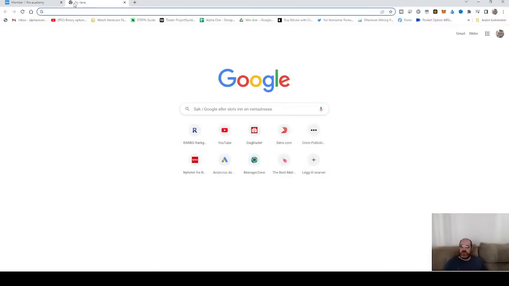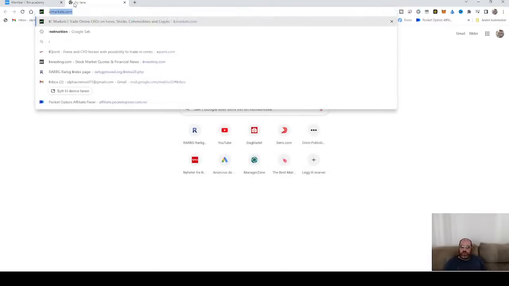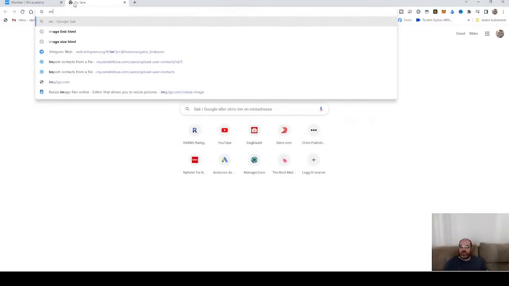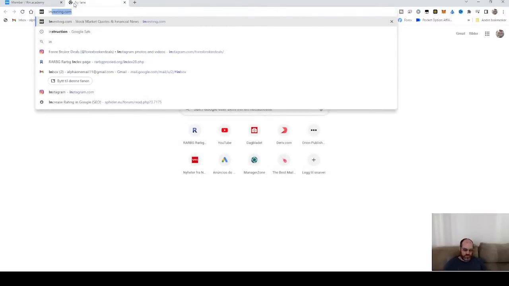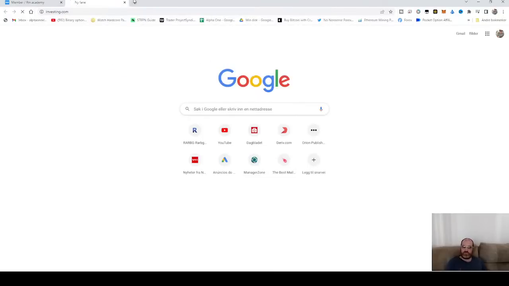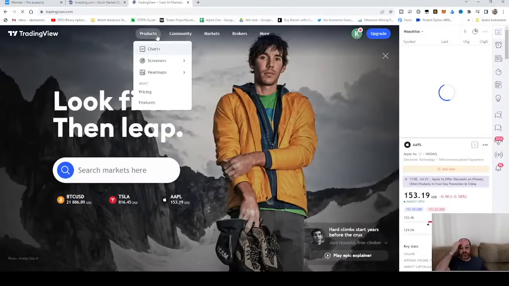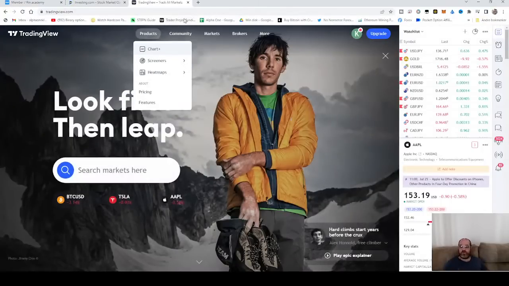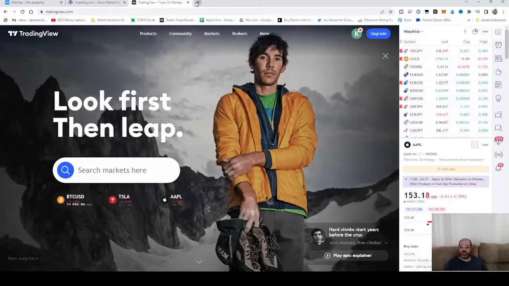Meanwhile, we will open everything we use: investing.com, TradingView. In today's session, I will actually show an indicator also. I'll get back to that, you can use in TradingView. That is amazing, actually.